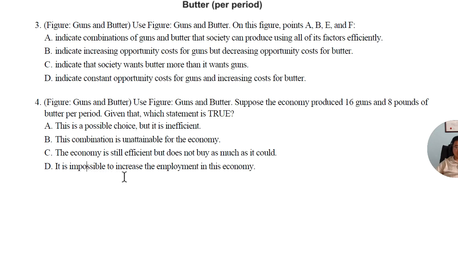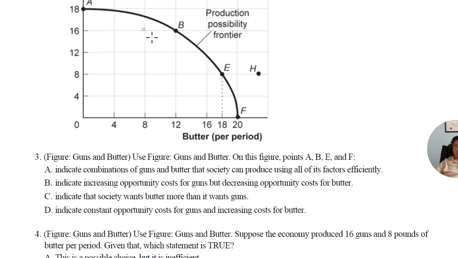D. It is impossible to increase the employment in this economy. What do we know? At 16 guns and 8 pounds of butter, the economy is not fully employed. There are some resources, not just labor, still kind of idle. So you can actually increase the employment in the economy in general in terms of fully utilizing all the economic resources, machines, labor, or both. You can get to this point by increasing the gun production. You can get to point B by increasing the butter production.